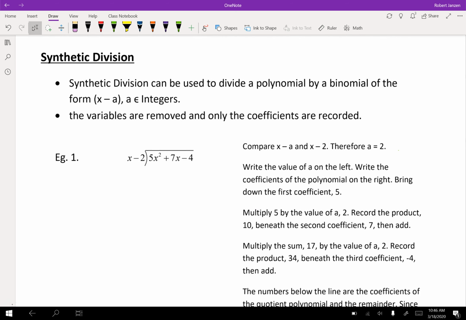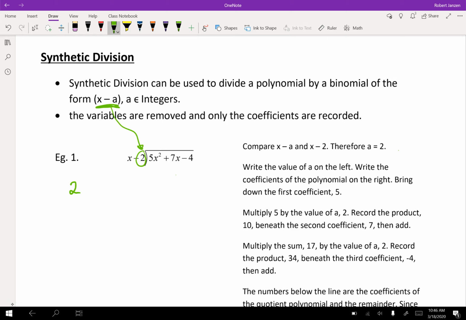But here's the deal. It's just a method that allows us to do long division like this in a quicker way. So first of all, you look at what we call the a value. Now, if we have a binomial x minus a, what is the a value? Careful with the sign. The a value here is 2. So I'm going to write down 2.